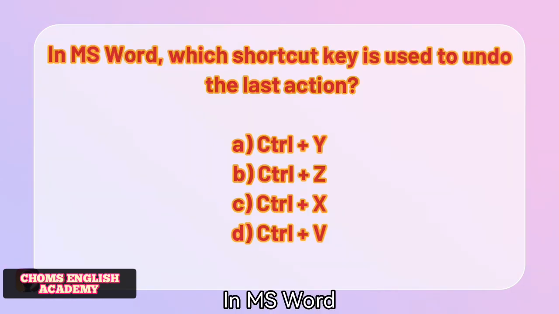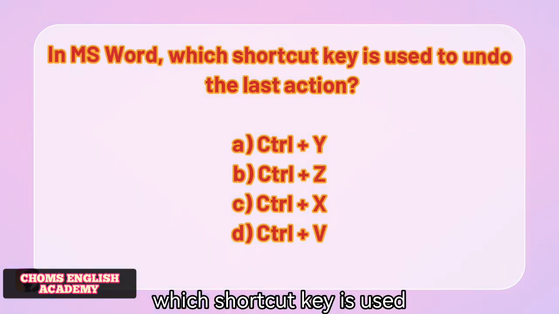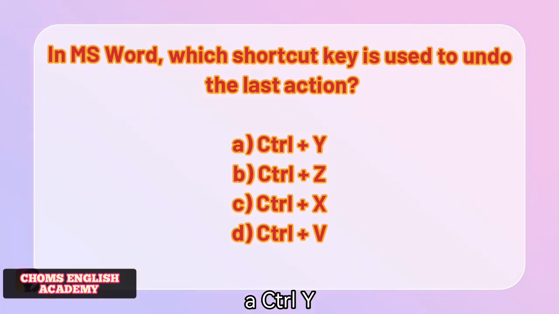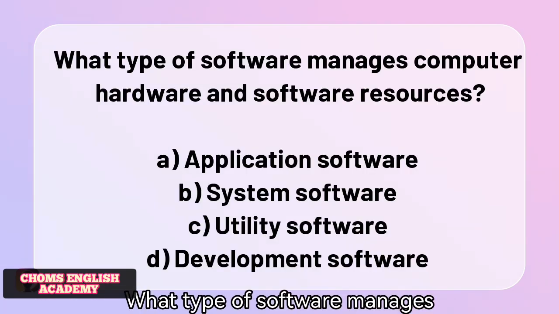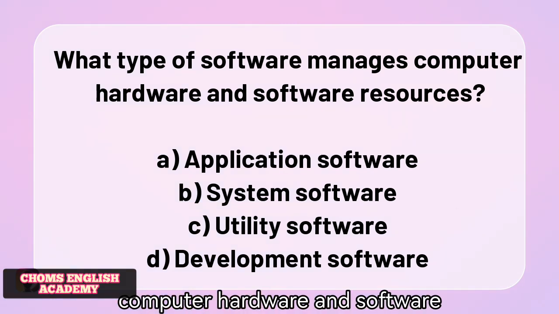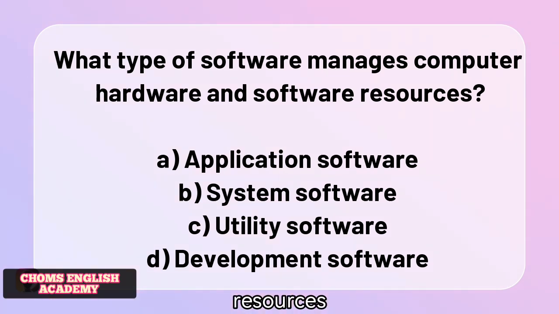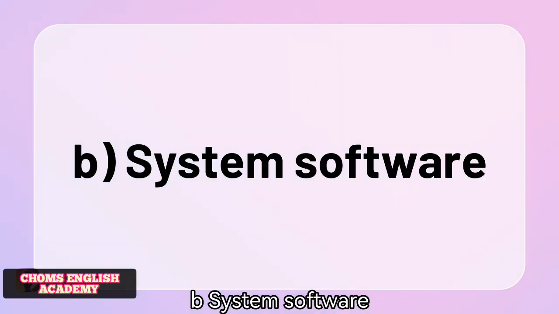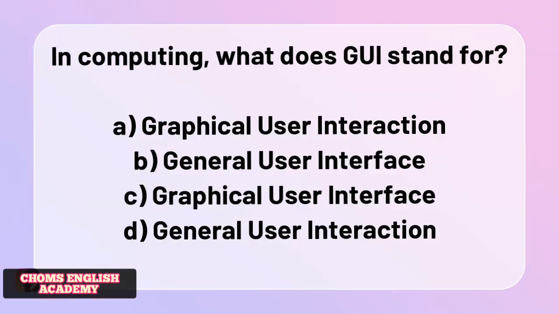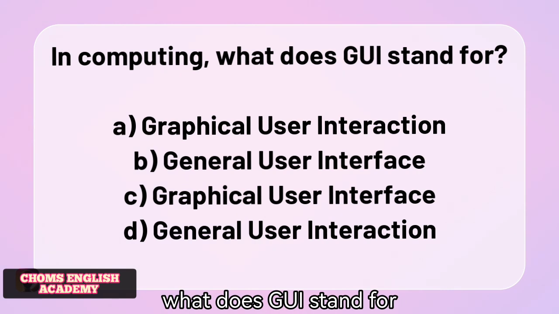SMTP. In MS Word, which shortcut key is used to undo the last action? A. Ctrl Y. B. Ctrl Z. C. Ctrl X. D. Ctrl V. Answer. B. Ctrl Z. What type of software manages computer hardware and software resources? A. Application software. B. System software. C. Utility software. D. Development software. Answer. B. System software. In computing, what does GUI stand for?